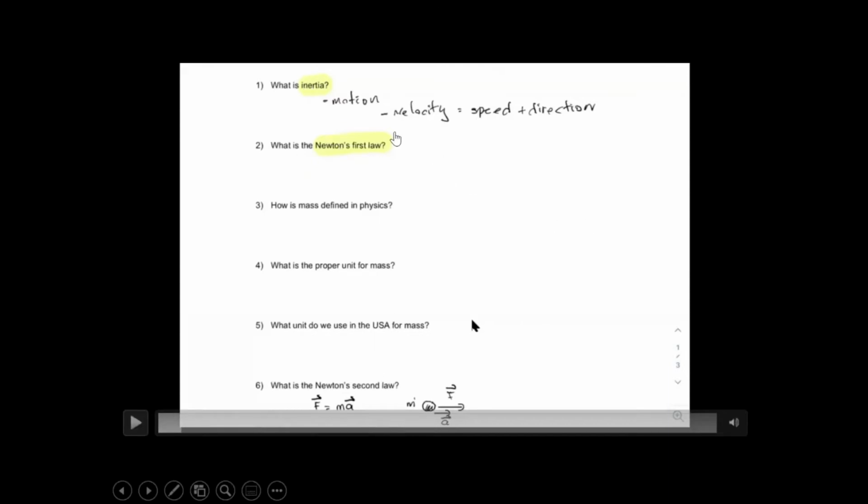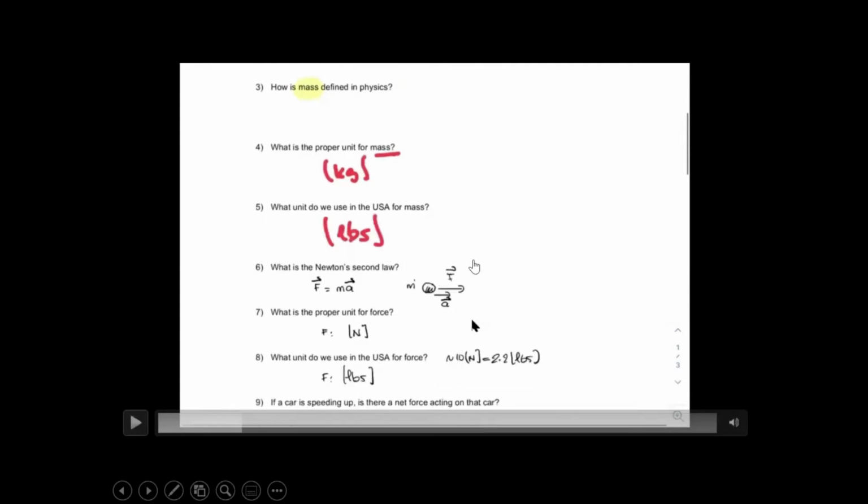It's the same thing. So where do you get that tendency, or the resistance to change of motion, from? You get it from mass, guys. Mass is the measured inertia. So mass and inertia mean the same thing. The proper unit of mass is kilograms. In the United States, we use pounds.